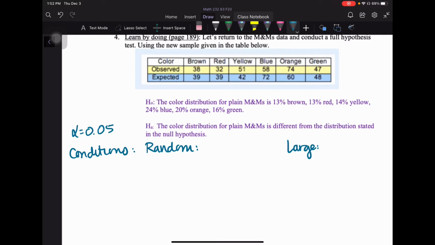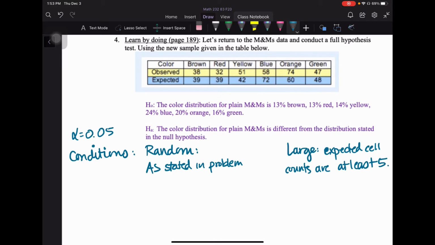Now we're talking about our conditions that we're checking, and we want to do random, but we also have a new condition called large rather than normal. And large means that our expected cell counts are greater than 5. And I should say at least 5, because it could be greater than or equal to. And the random needs to be as stated in the problem.